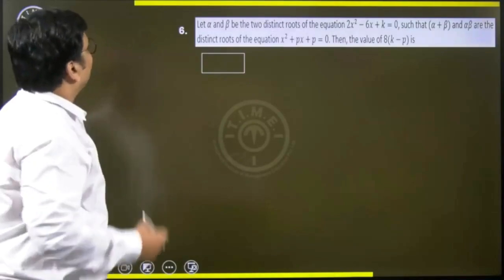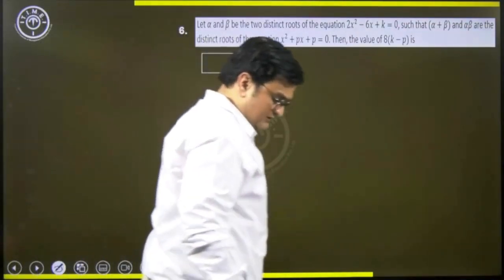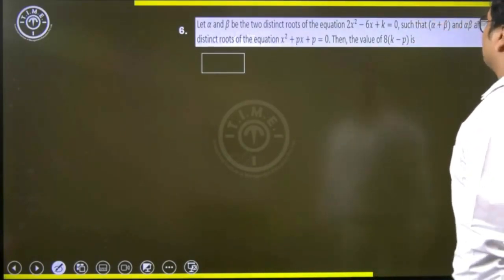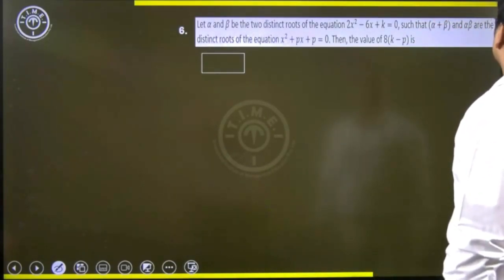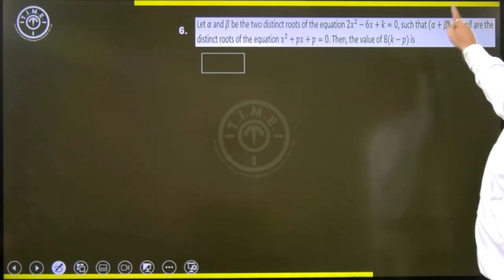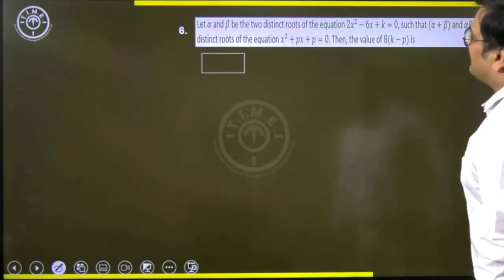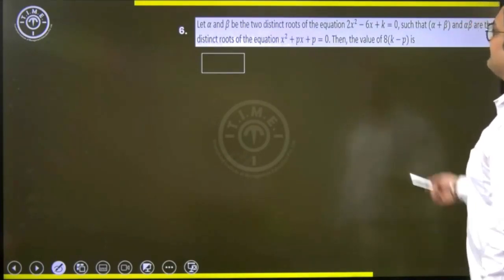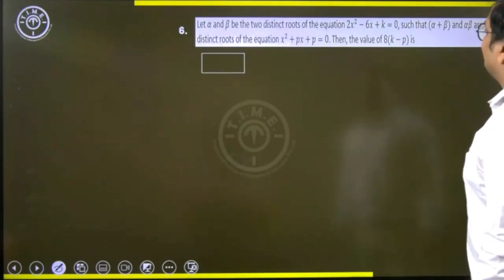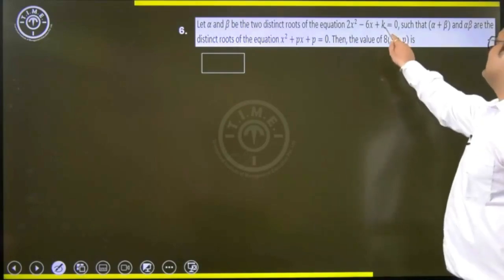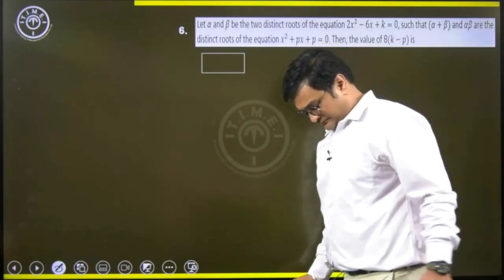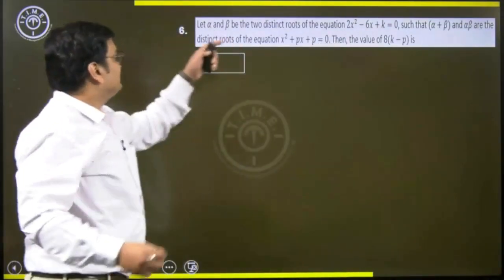Sixth one, if alpha and beta are two distinct roots of the equation 2x square minus 6x plus k equal to 0, such that alpha plus beta and alpha beta, so sum of the roots and product of the roots, are distinct roots of the equation x square plus px plus p equal to 0, then the value of 8 into k minus p, where k is the unknown and p is the unknown, will be how much? I will take the first equation.